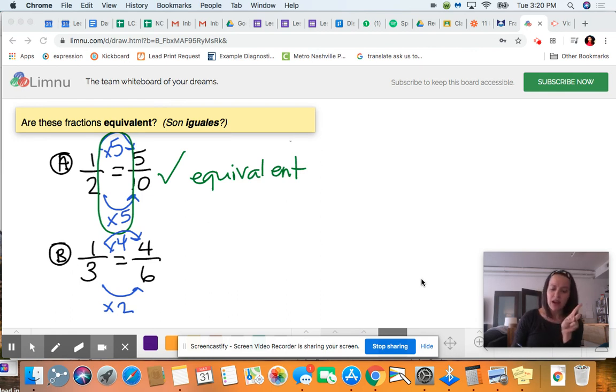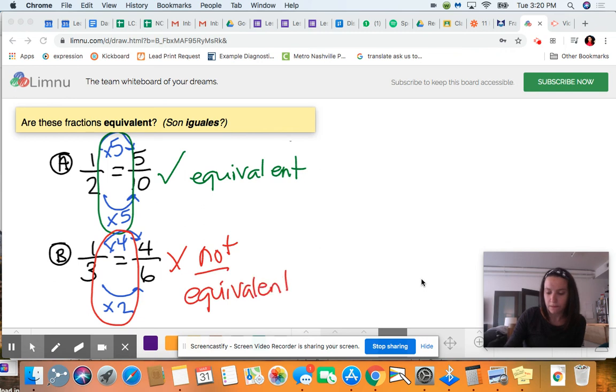3 times 2 is 6. So here I see a problem. My numerator and denominator are not being multiplied by the same number. No es el mismo número en el arriba y el bajo. Es diferentes, 4 y 2. Entonces, no son iguales. They're not equivalent because I'm not multiplying by the same number.